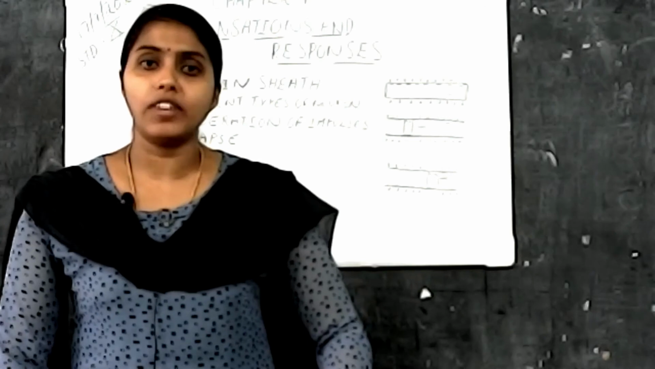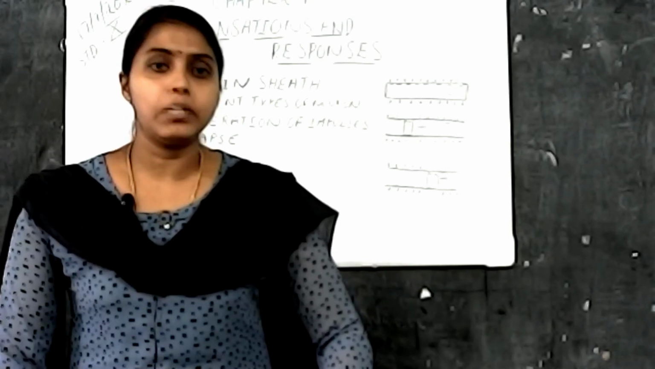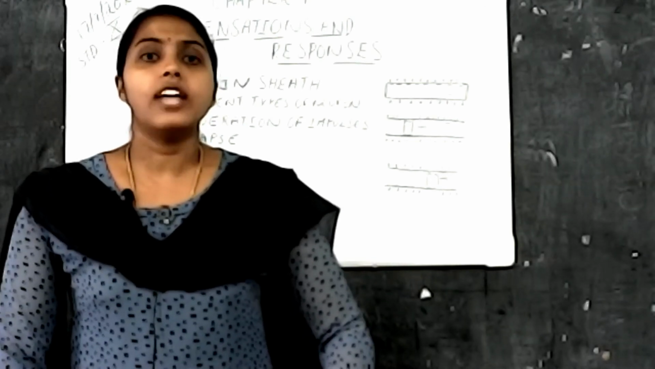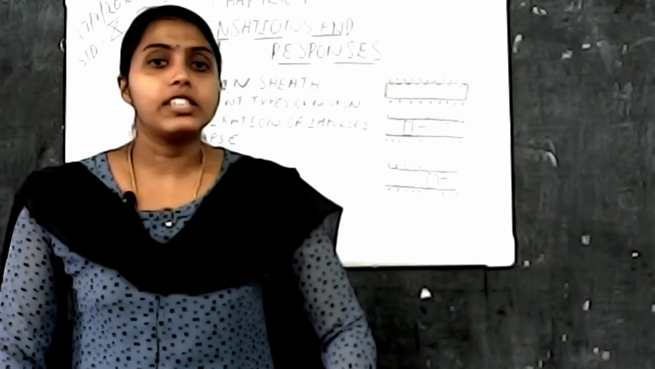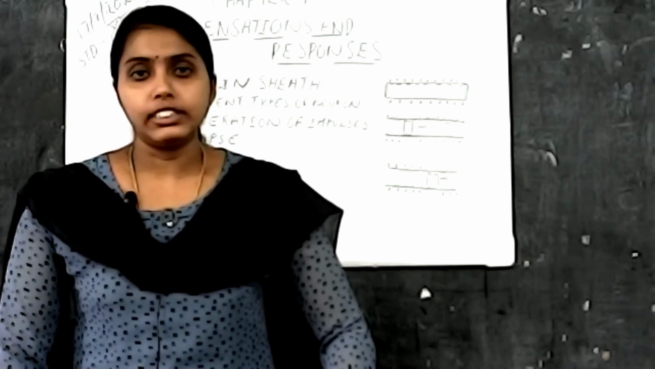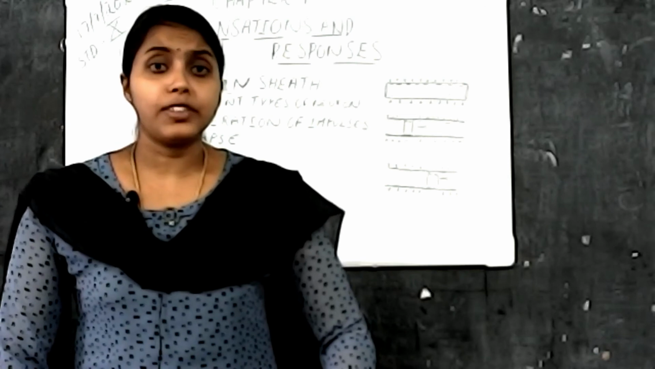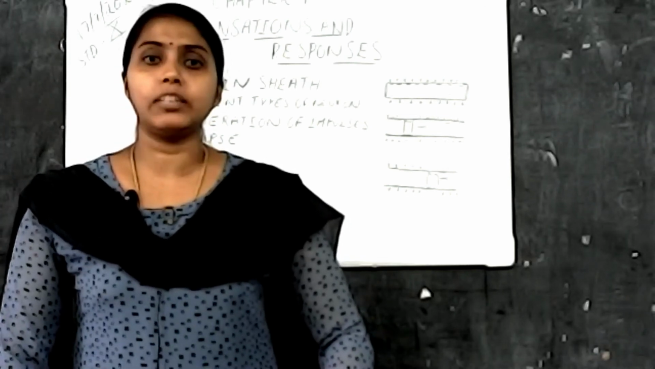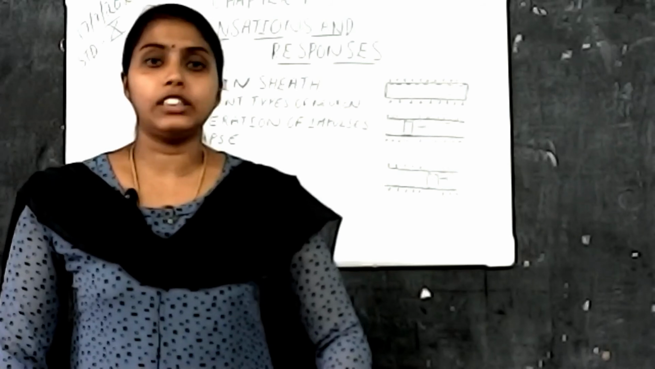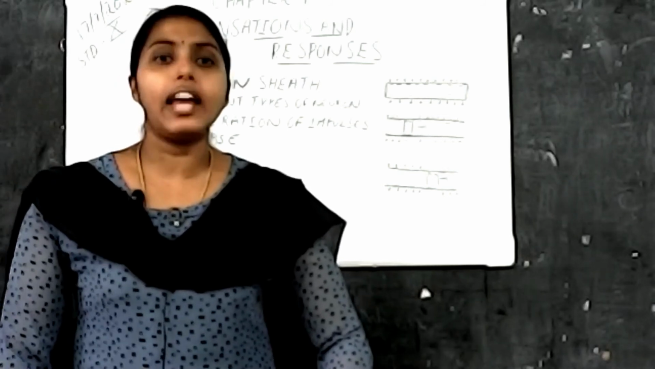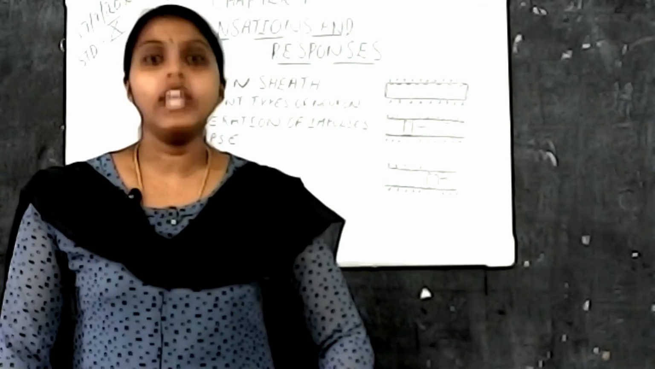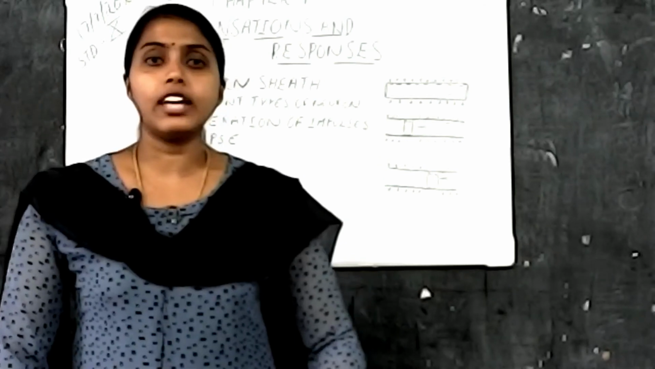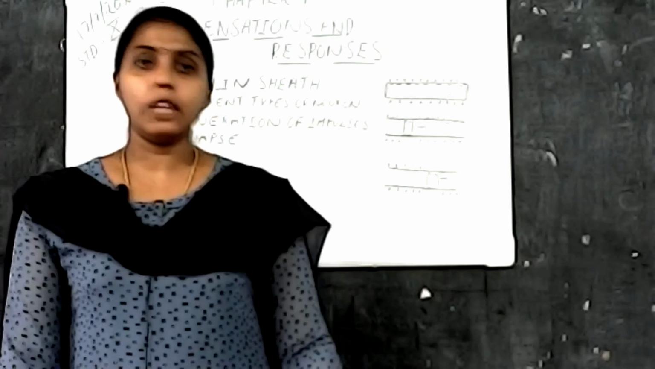So once more I will repeat for you. Our nervous system is divided into two, that is central nervous system and peripheral nervous system. Central nervous system consists of the brain and spinal cord. Peripheral nervous system consists of the 12 pairs of cranial nerves and 31 pairs of the spinal nerves. These are the nerves present in the peripheral nervous system.